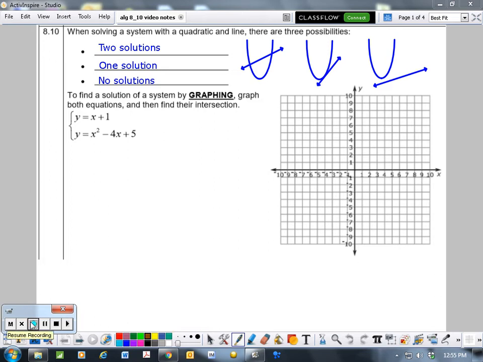Okay, we're going to go ahead and talk about solving a system with a quadratic and a line. So we're going to be graphing our quadratics, we're going to be graphing our lines. We're also going to solve algebraically, but we actually have several different ideas that can happen.